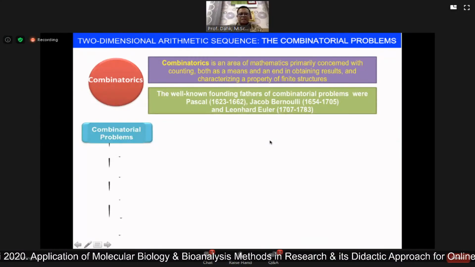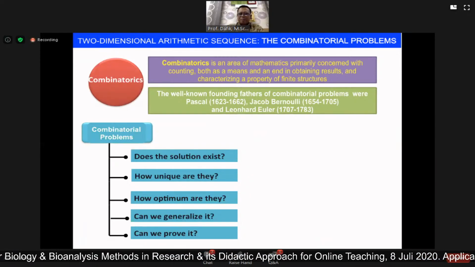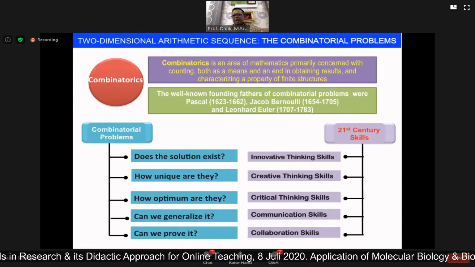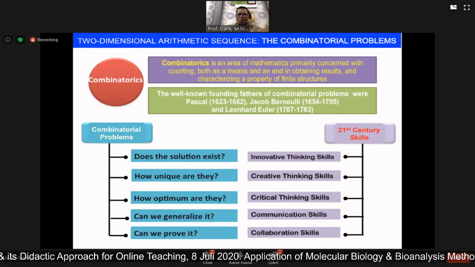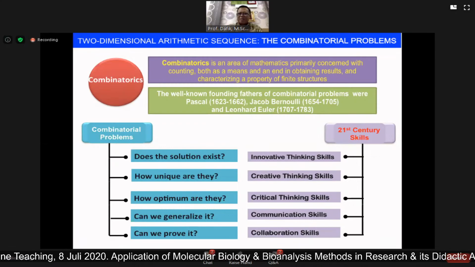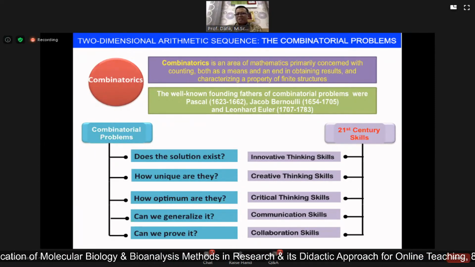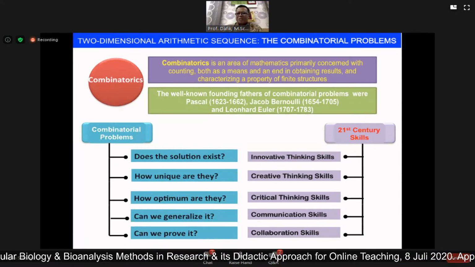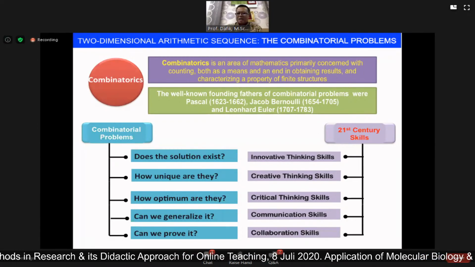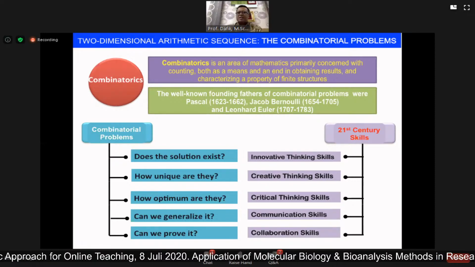So this is the thing that I can guarantee: when we have combinatorial problems, I can confirm which indicators of a combinatorial problem can meet the 21st century skills. Look at it. In mathematics, the first problem in the combinatorial problem, related to the two-dimensional arithmetic sequence, is: does a solution exist? Students fill the table, starting from an empty table. Can the student fill the table in such a way that the summations of the columns form an arithmetic sequence? That's the first question. And if the student can do that, that's an innovative thinking skill.